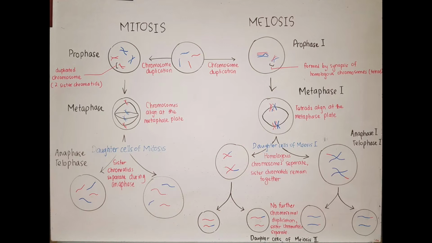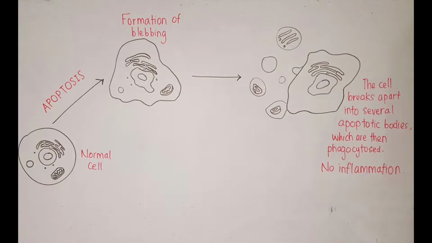In meiosis, there is a pairing of homologs and crossing over of chromosomes occurs, while in mitosis, there is no pairing and no crossing over of chromosomes. The end product of meiosis is 4 genetically different gametes, known as haploid cells. On the other hand, the end product of mitosis is 2 genetically identical daughter cells, known as diploid cells.